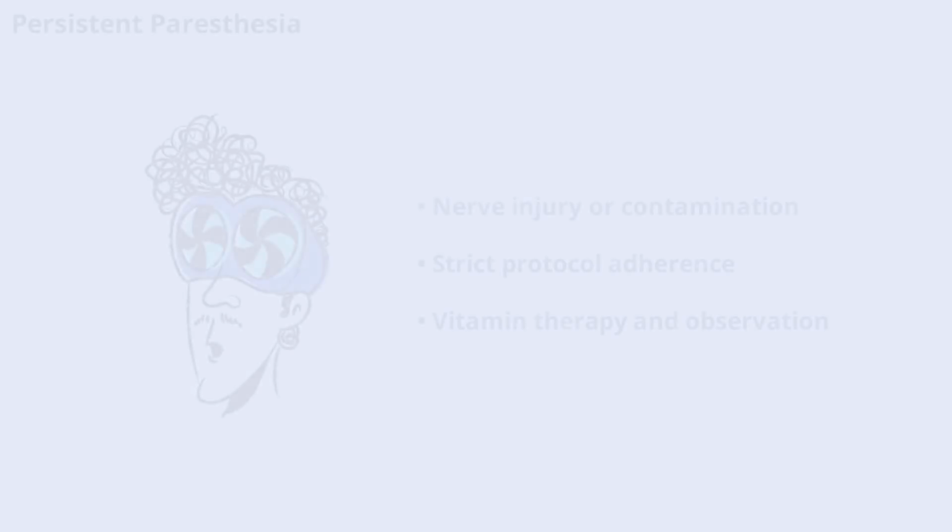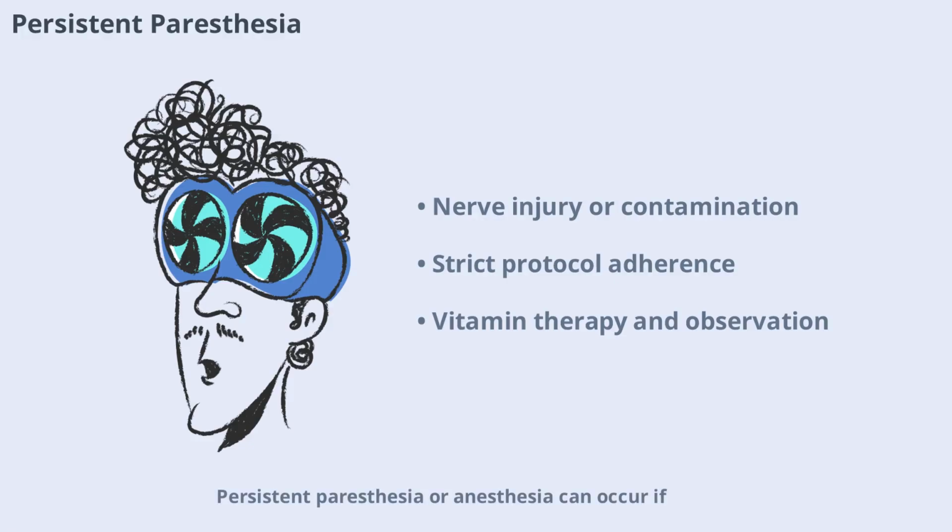Persistent paresthesia or anesthesia can occur if the anesthetic is injected near a nerve, especially if the solution is contaminated or if there is trauma or hemorrhage around the nerve sheath. Prevention involves strict adherence to injection protocols and careful handling of cartridges. Management includes reassuring the patient, prescribing vitamin B1 and B2 supplements, and observing for up to 2 months. If there's no improvement, referral to a specialist is necessary.